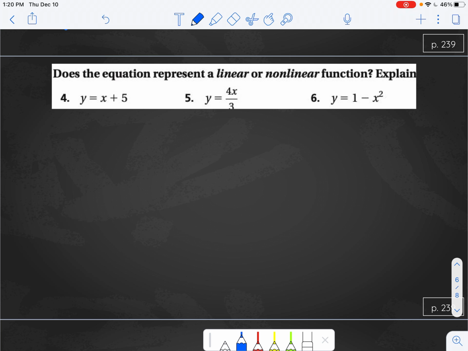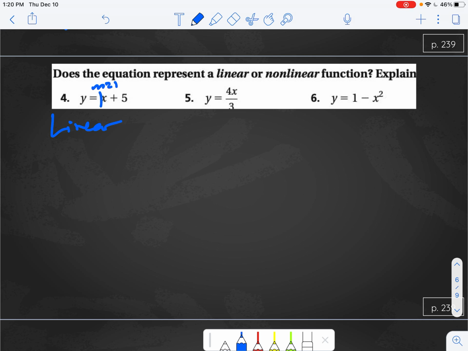A couple other types of problems we'll see. Does the equation represent a linear or non-linear function? Number 4. Well, this looks like a linear function to me because it's right in our form. y equals, our m value is 1, because they just don't write that 1 in, but mx plus b.